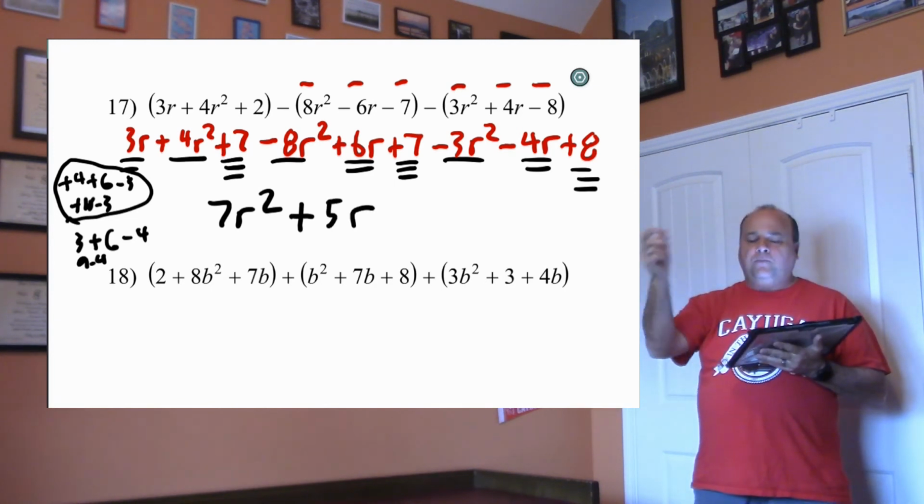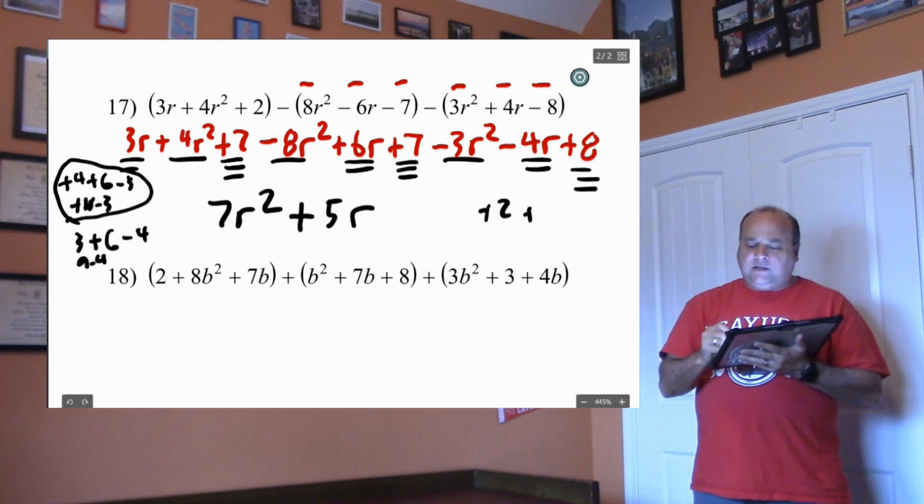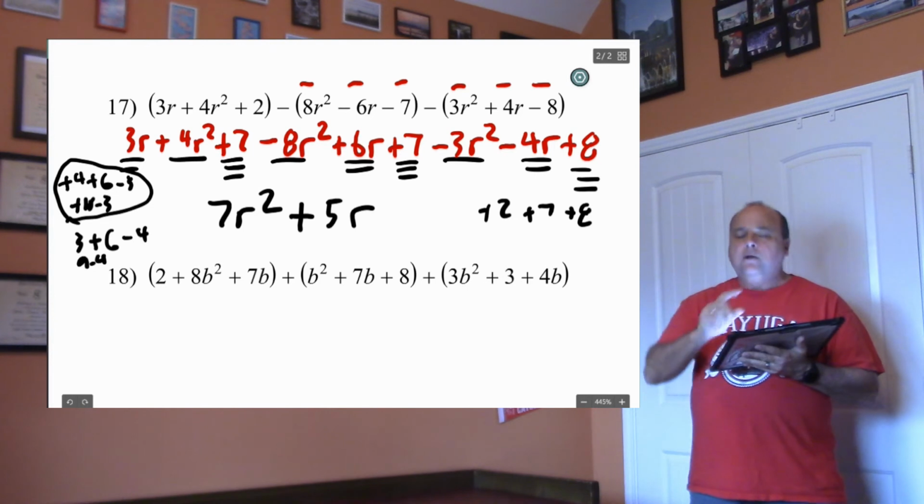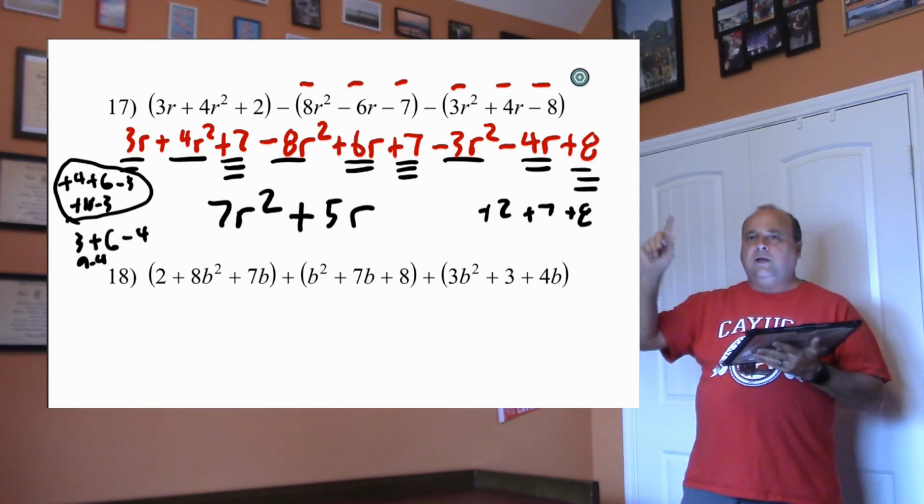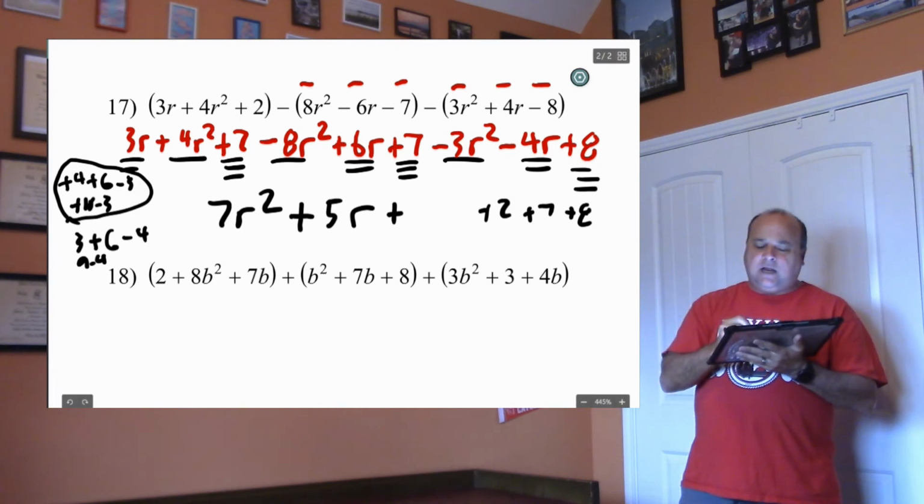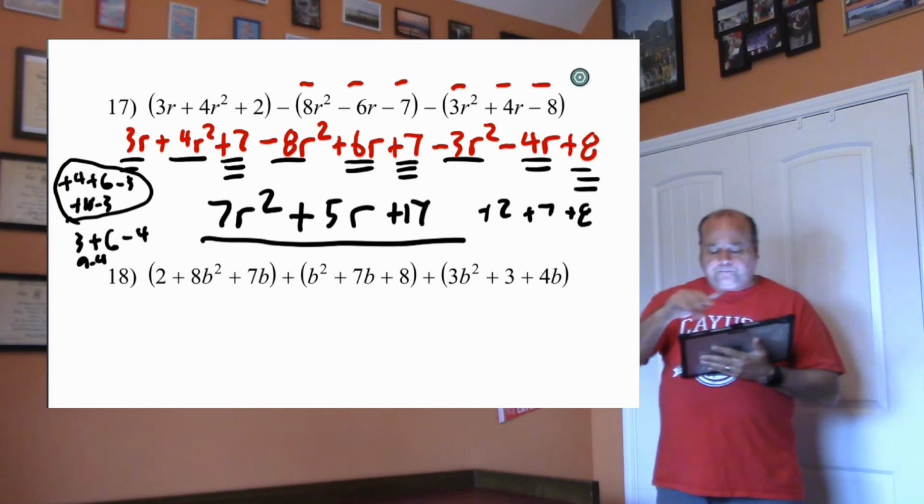Now I'm going to group the constants. So my constants are plus 2, plus 7, and plus 8. Notice they're all positives. I'm going to add all these up, aren't I? So 2 plus 7 is 9. 9 plus 8 is 17. This is my answer. Ho, ho, ho.